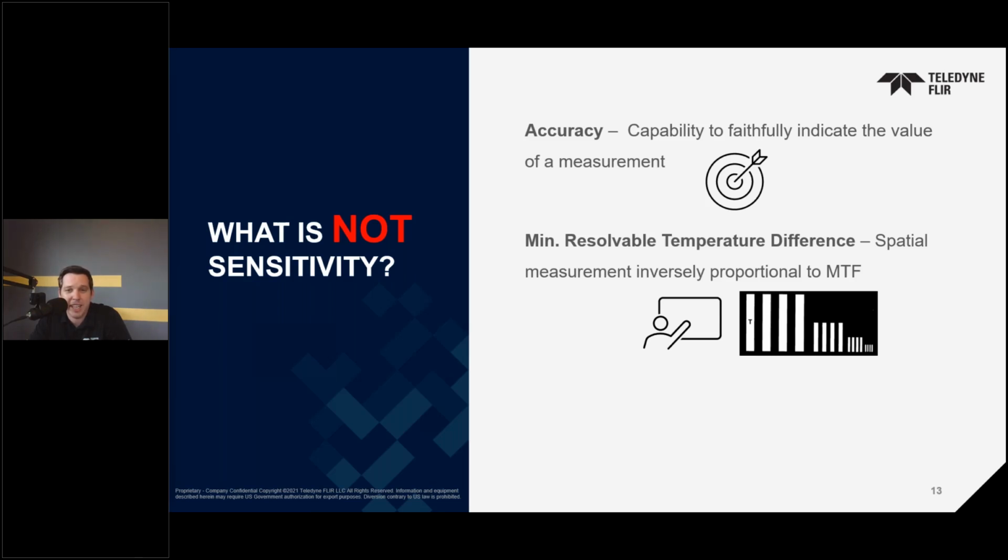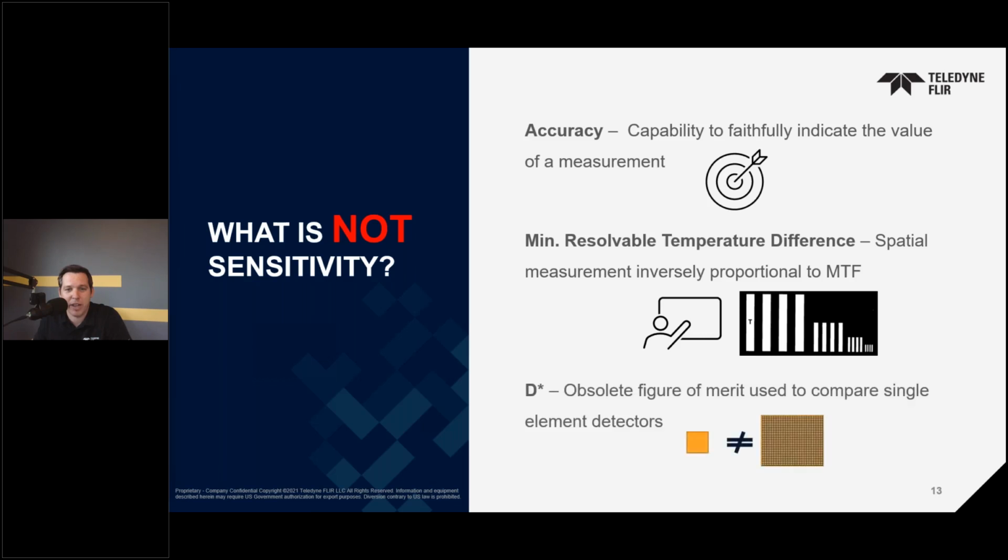The MRTD is used to show an operator how effective a system is at discerning details in a scene, and I consider it more of an estimate of resolution capability, and it can really be subjective to the operator. So it's not the same as NEDT. And finally, we have D-star.